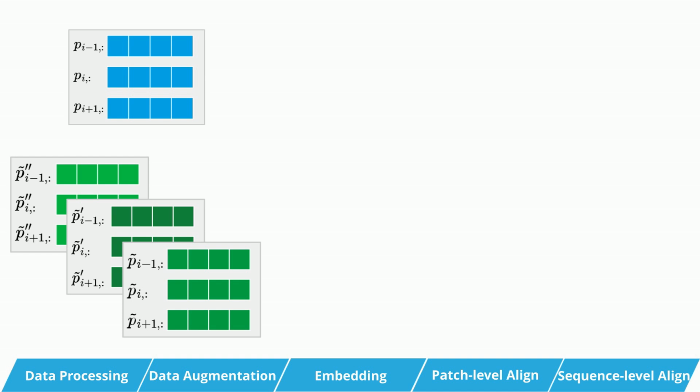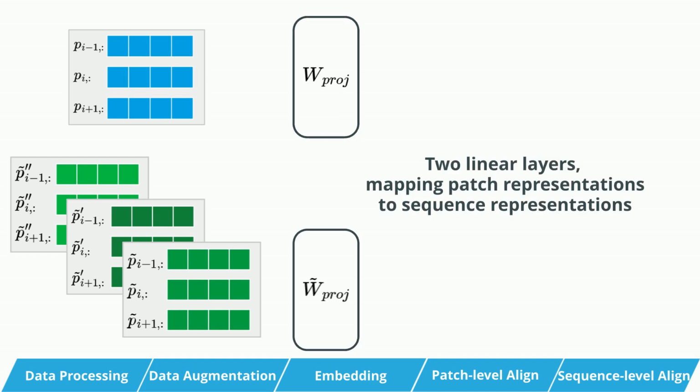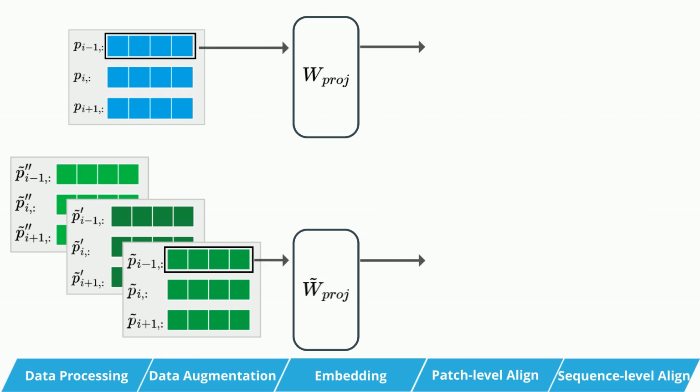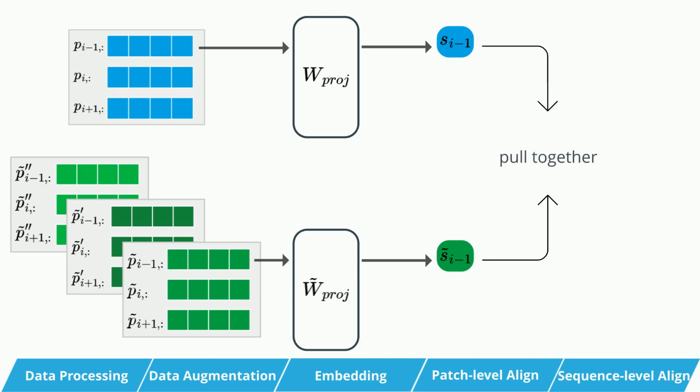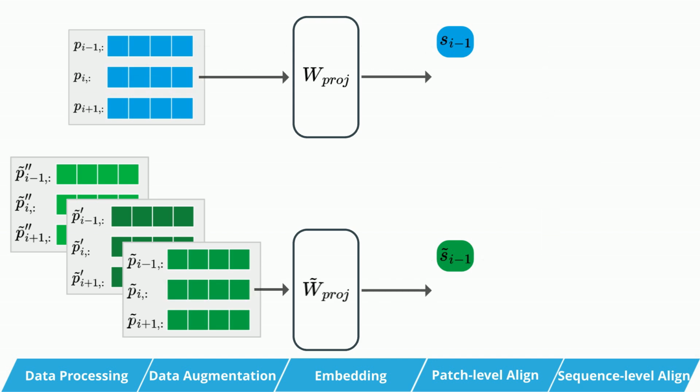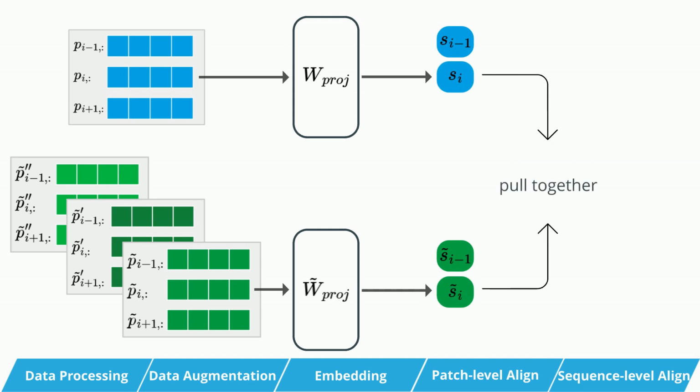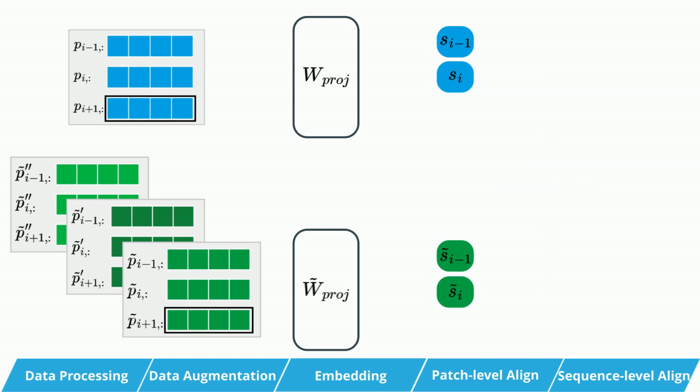At a coarser granularity level, we first use two linear layers to map the concatenated patch representations into the sequence representation. Then, we set the representations of synchronously collected EEG and EXG sequences, like S_i and S_i tilde, as positive sample pairs, while all other sequence pairs are set as negative pairs.